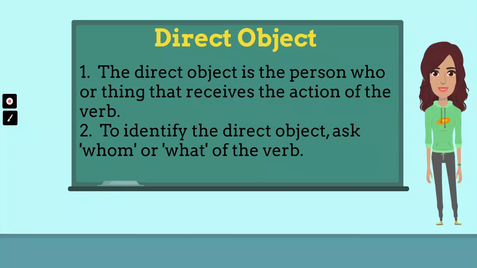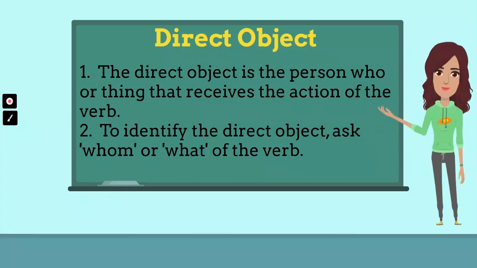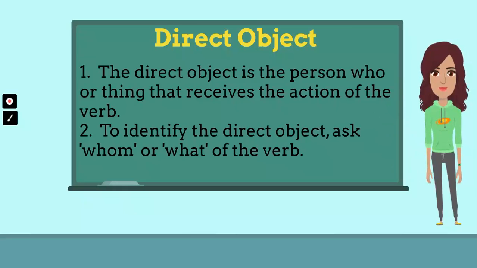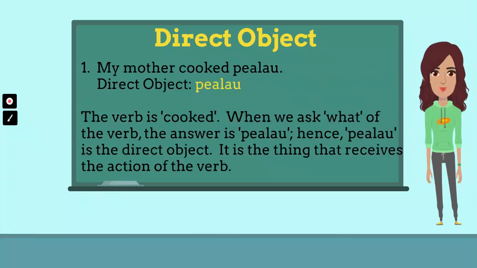Now, by definition, the direct object is the person who or the thing that receives the action of the verb. There is an easy way to identify your direct object by asking yourself whom or what of the verb. To be able to ask yourself whom or what of the verb, of course, you have to first identify the verb in the sentence. Now, let's try to understand even more the concept of the direct object by going through some examples.